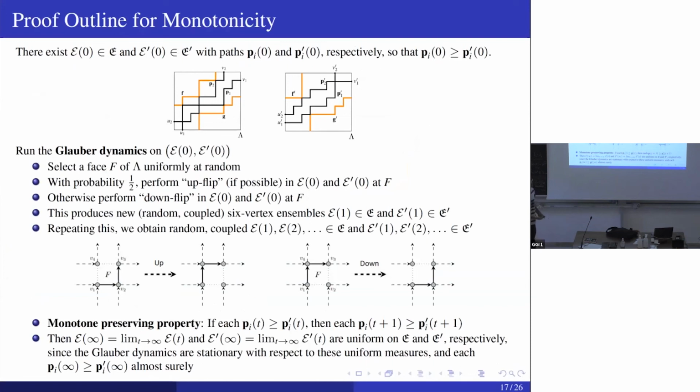Now, if delta is bigger than a half, then what can happen is that in this Glauber dynamic, this monotone preserving property will be false. So for local moves, when I try to do this flip, if my value of A is too big, then maybe this A will be stuck to the path above it, and it will refuse to flip. So that's what goes wrong when delta is bigger than a half. But if delta is less than or equal to a half, then this argument will prove the monotonicity, and the rest of the argument just goes through exactly the same way.